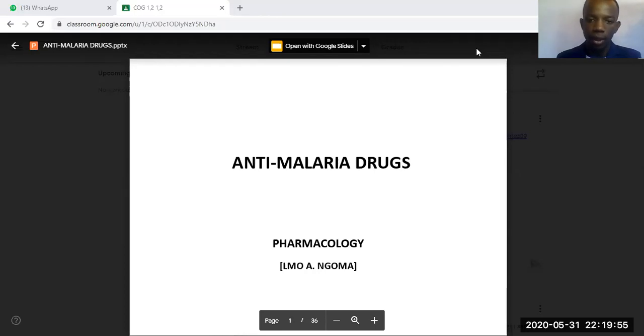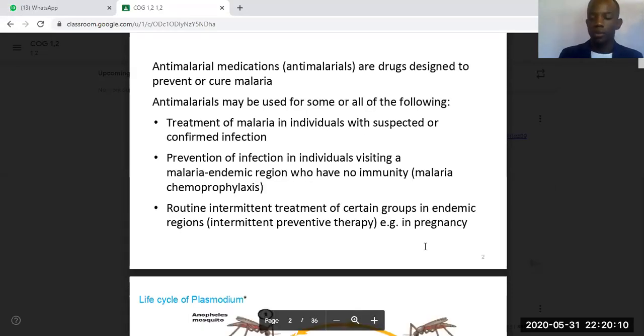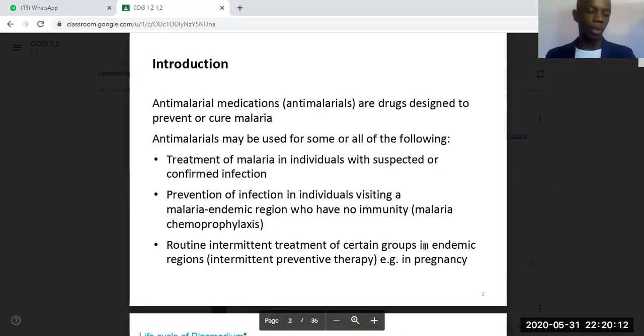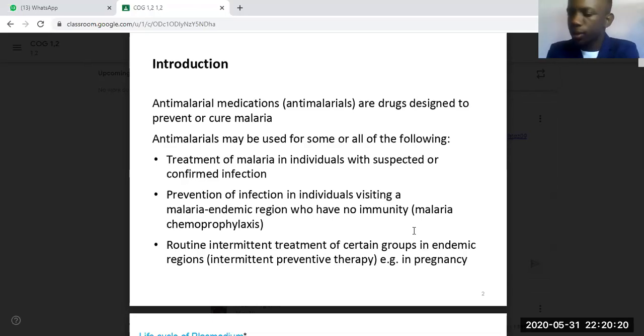Okay, so like we agreed, we'll be looking at anti-malarial drugs today as a continuation of our lectures. Let's look at the introduction by looking at malaria in general. We'll briefly discuss what malaria is. Malaria is an important parasitic disease of humans and causes hundreds of millions of illnesses per year.